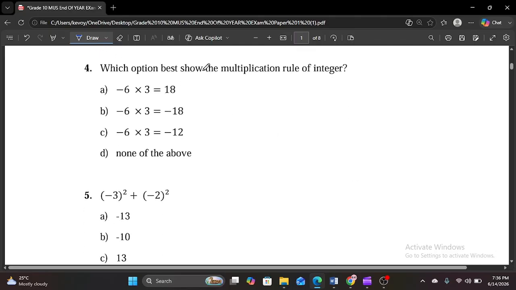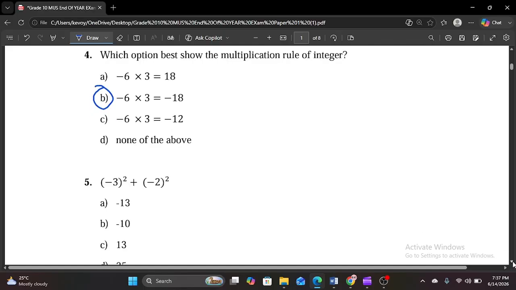Which option best shows the multiplication rule of integers? All right, so negative times positive should be negative, so that's not showing anything. Negative times positive is negative. That's good so far. Negative times positive gives you negative. It should give a negative, but if you realize, the figure right here is incorrect, because 6 times 3 is not 12. 6 times 3 is 18. So that wouldn't be correct right there. So B says none of the above. So B is the answer right there. 6 times 3 is 18, and negative times positive is negative.